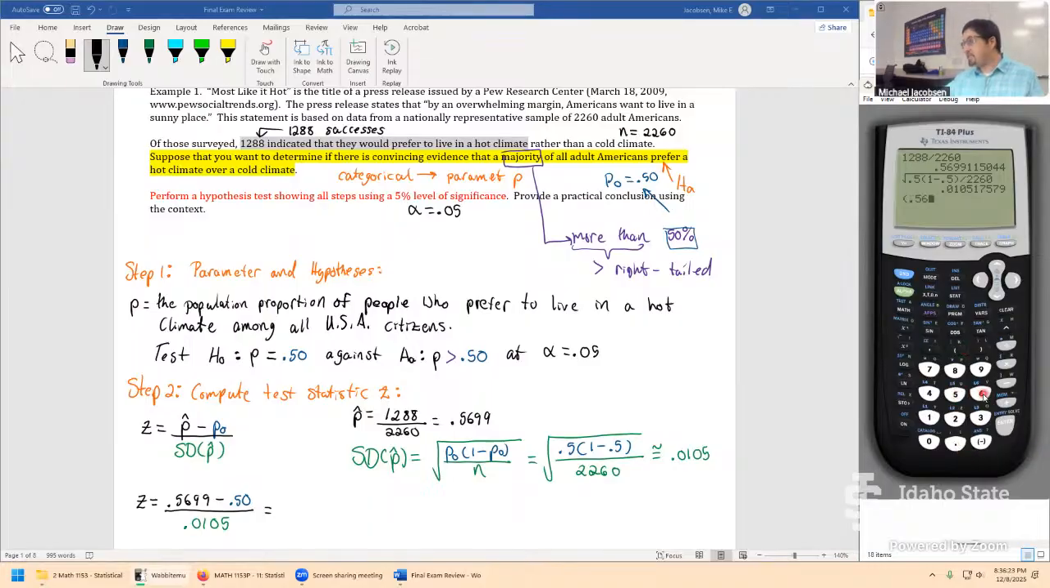Go 0.5699 minus 0.50. And a great way to divide by that number, 0.0105, is to hit division, up arrow, and hit enter to highlight it and paste it down. Now we're less worried about the places we rounded to. It's going to keep this entire object in before it goes to calculate. And that's a lot of standard deviations: 6.6460.